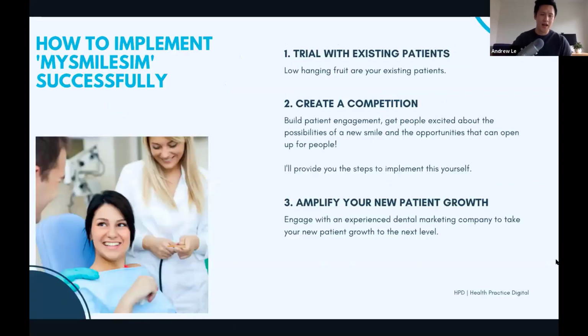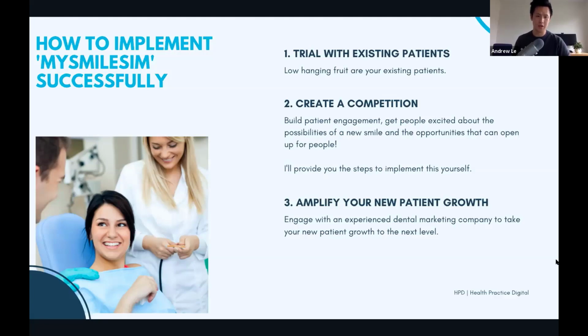All right, so how to implement MySmileSim successfully? That is the million-dollar question here. There are 3 steps to walk you through to really get this moving in the right direction. The first one is trial with existing patients. Your existing patients are patients that already know, like, and trust you. So this is what we like to call low-hanging fruit. They're there to be picked, to help your patients move to the next step of their smile journey, their oral health journey.